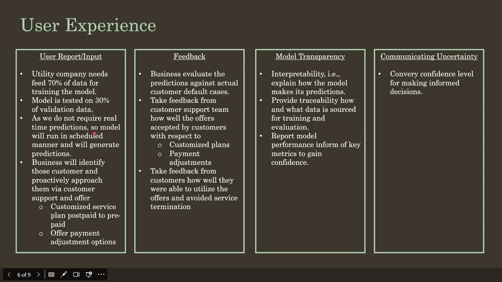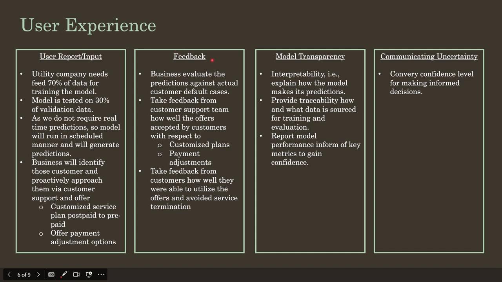So the business will identify the customers and proactively approach via customer support, and offer the offerings which we saw earlier, where we propose to them a customized plan, that is, a prepaid plan over a postpaid plan. We offer the adjustment option, so that instead of bearing a full loss, we can work on a partial loss or loss over a period of time.